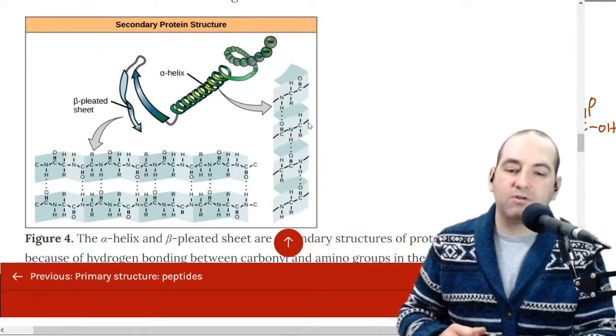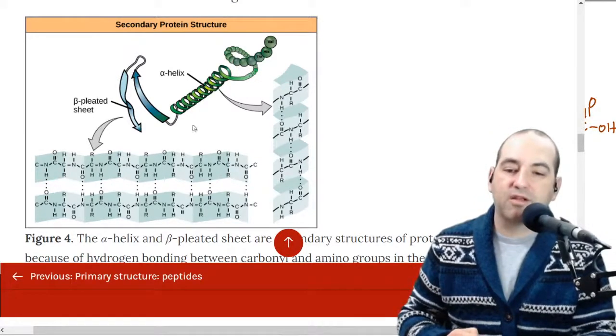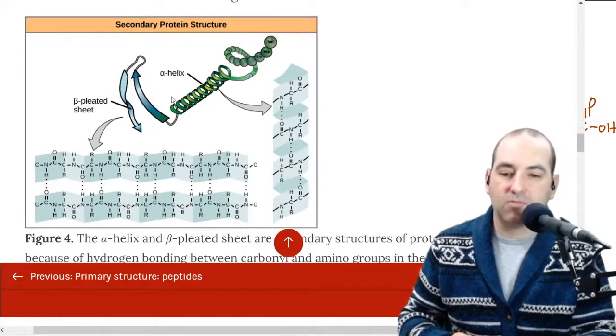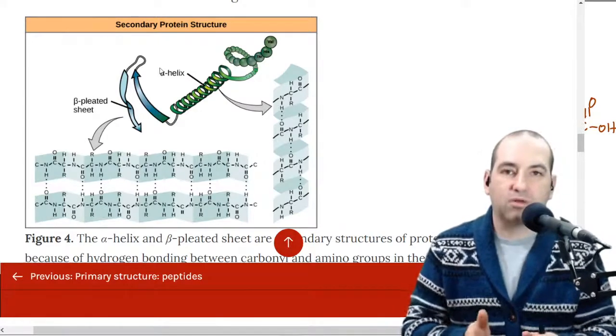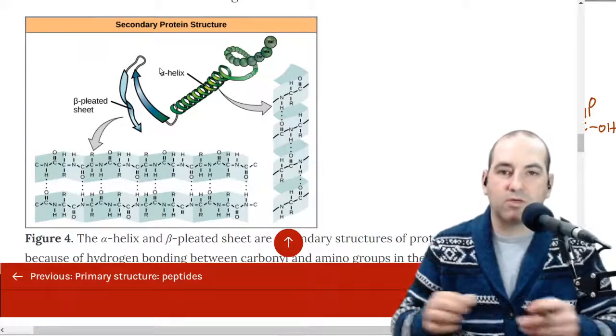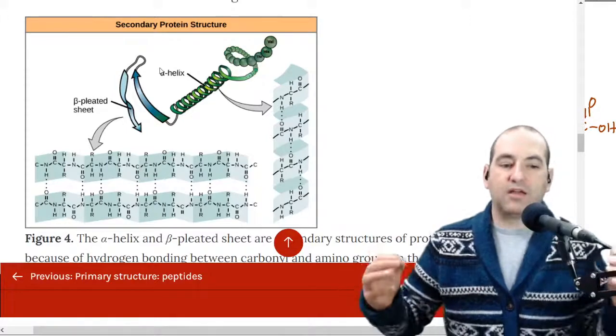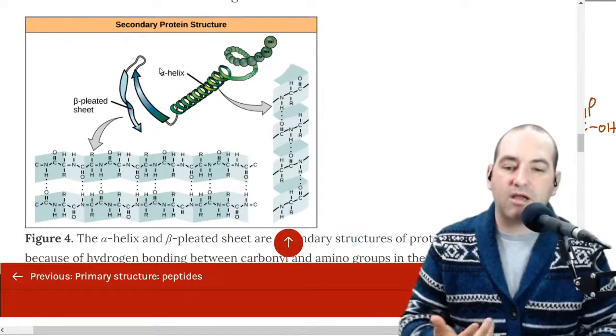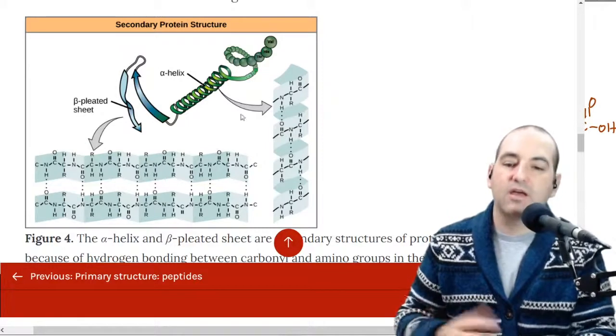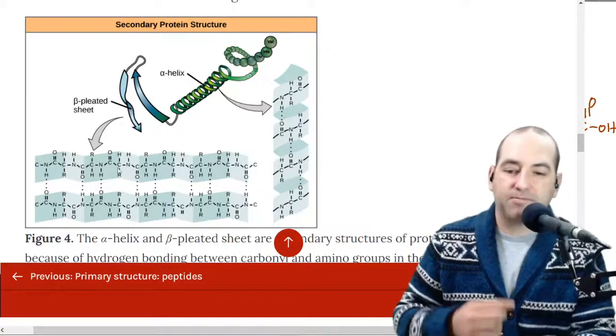And if you keep doing that over and over again, you have what's called an alpha helix, which is this part of the protein structure. And it's called secondary because, remember, the primary structure is the actual order of amino acids, so which amino acids are connected to which. And the secondary structure shows how that chain orients itself. And the two main components of that are the alpha helix and the beta pleated sheet.